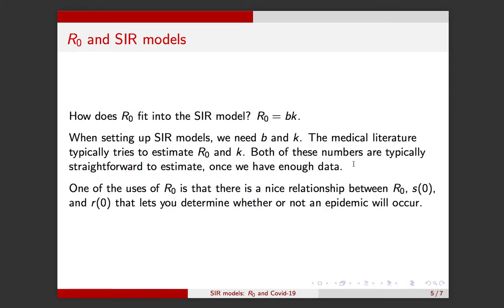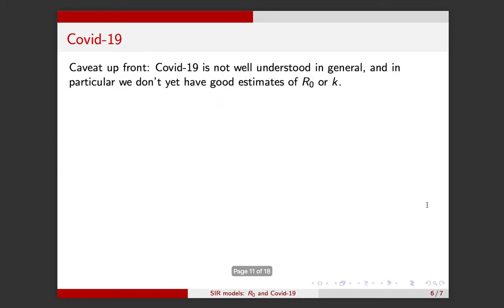Among other things, one of the reasons you might care about R naught is that if you want to predict whether an epidemic will occur or not, there's a nice little relationship between R naught and the initial number of susceptibles or the initial number of recovereds that lets you determine whether or not an epidemic occurs. So R naught has nice uses like that, and your homework teases this out. I forget which number it is, but the entire point of one of the homework problems is to discover what conditions you need on R naught so that your epidemic doesn't occur.